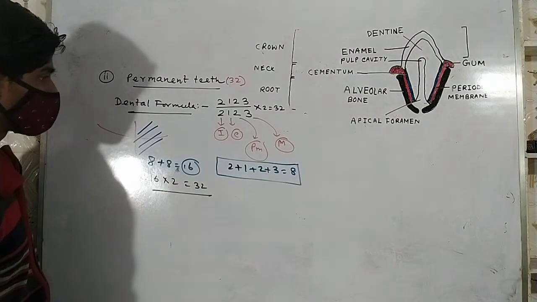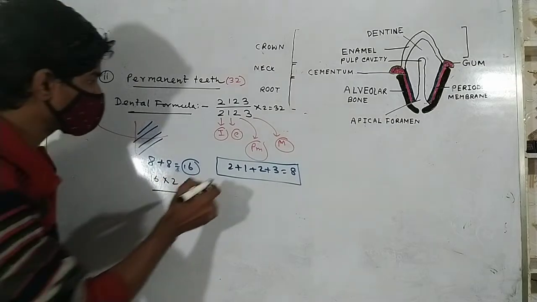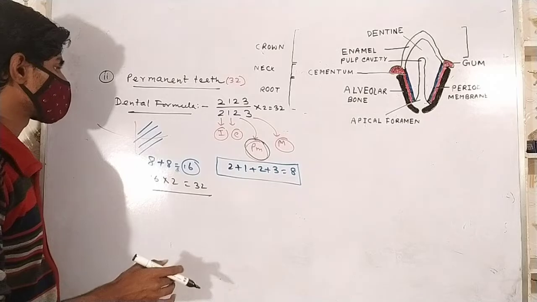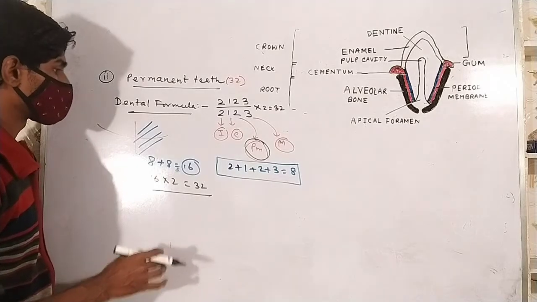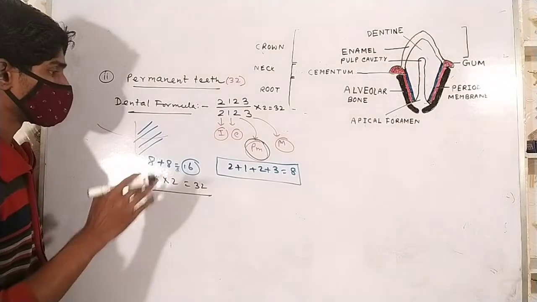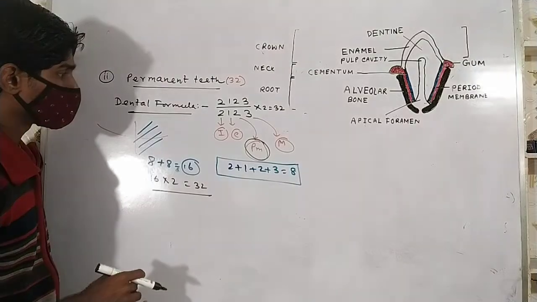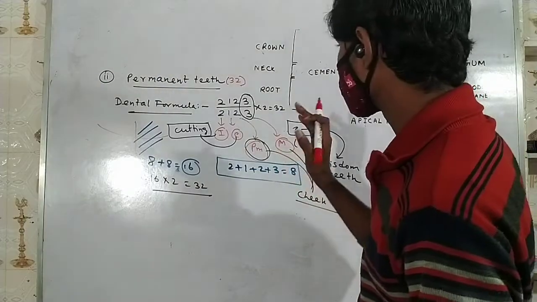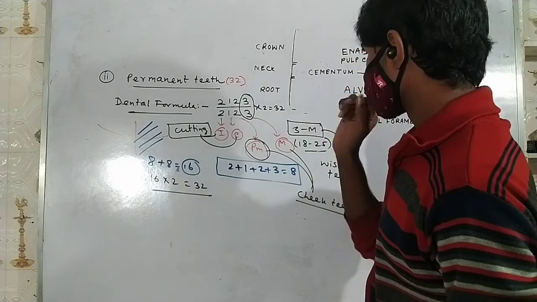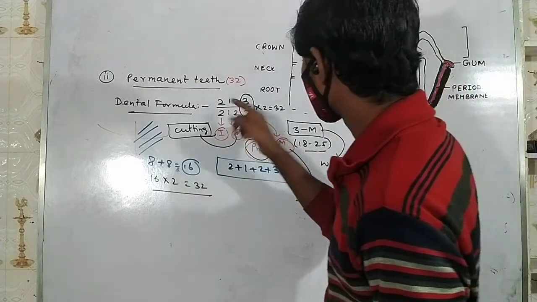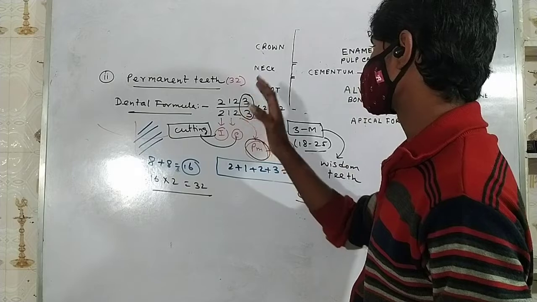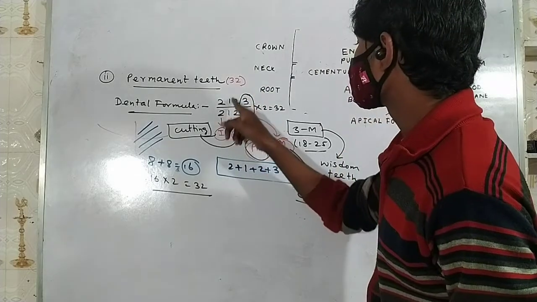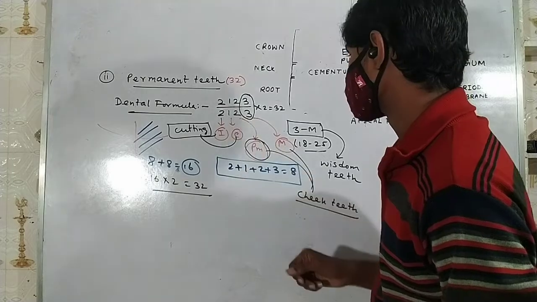You can clearly notice that in the permanent teeth we have premolars, whereas we didn't have premolars in the milk teeth. There is a very important thing you have to note: in the milk teeth we had 2 molars, but in the permanent teeth we have 2 premolars in the place of the molars.